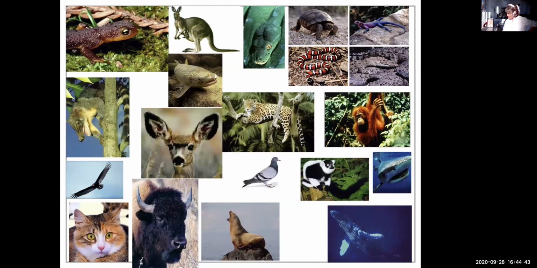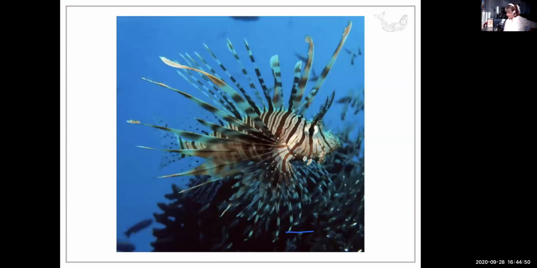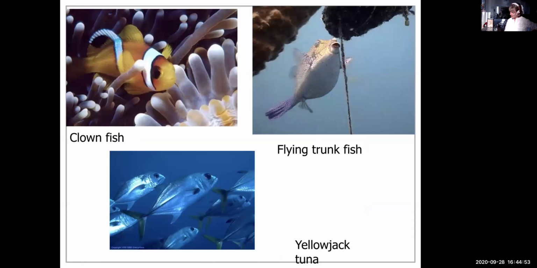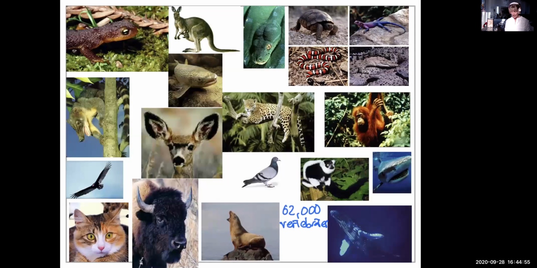There's about 62,000 vertebrates, and that's what we're going to be looking at now, the vertebrates. 62,000 living species. There's way more species that have gone extinct. But at the moment, as far as we know, there's about 62,000 vertebrate species. Do you recognize any of them?